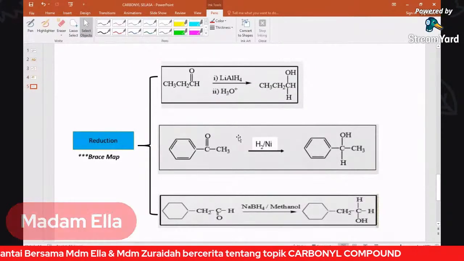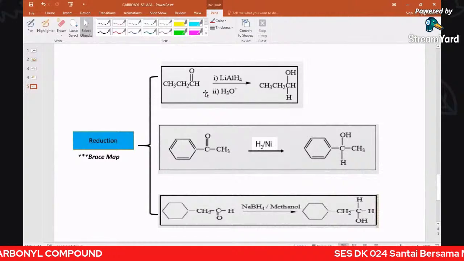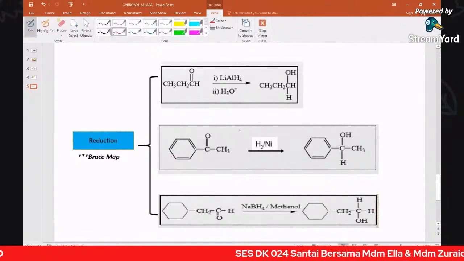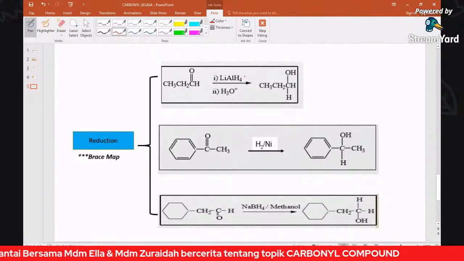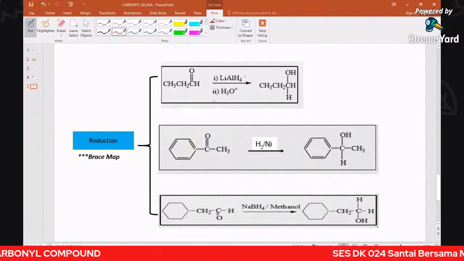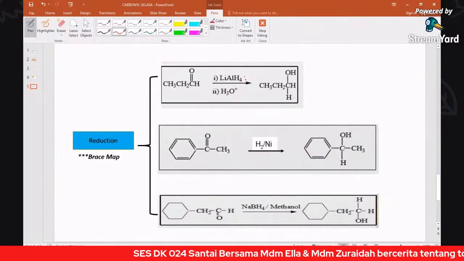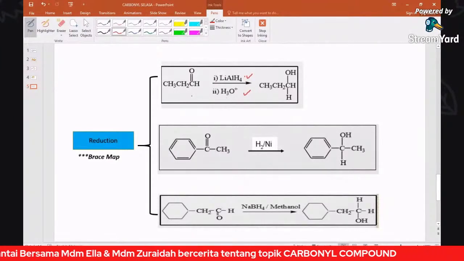And this is the reduction reaction. If you look, we can use three different reagents. The function is the same, that is reducing agent. Saya panggil LAH lah. Number one is LiAlH4, that we call lithium aluminium hydride. Number two is followed by hydrolysis. Guys, this reagent you need to write both, number one and number two. So what will happen?